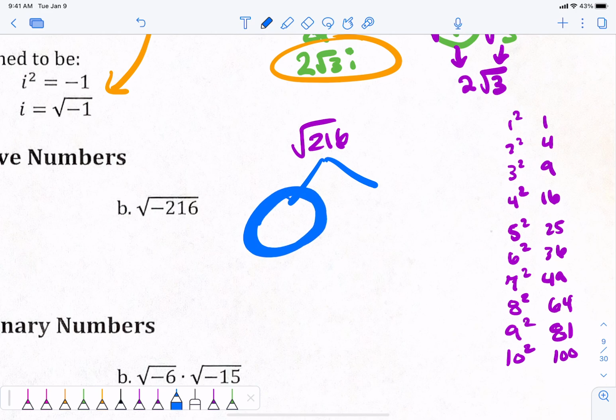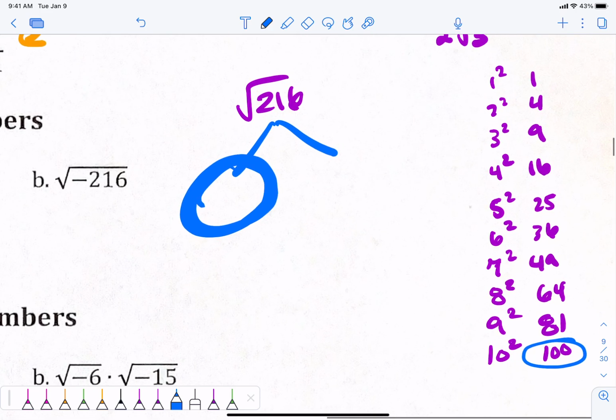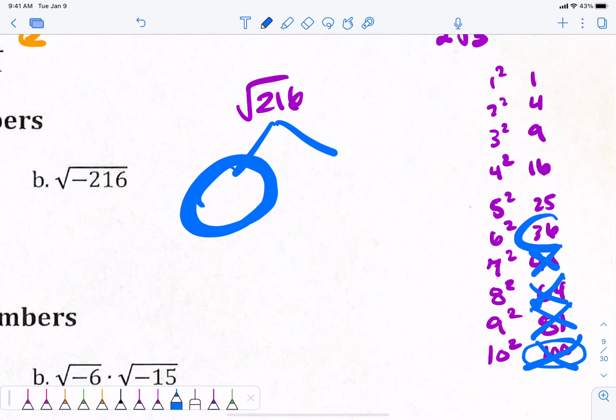I'm looking for what goes in this bubble right here. So I start with 100. Does 100 go into 216? No. Does 81? No. Does 64? No. Does 49? No. Does 36? Yes. 36, 6 times 6. 36 and 6.